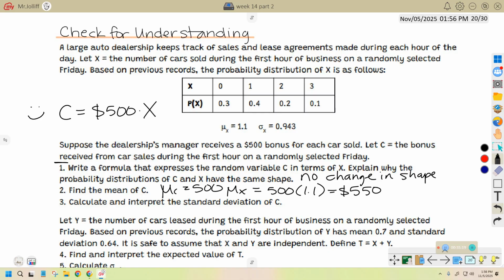I don't see any argument. I see some nodding. Good. Last one says calculate and interpret the standard deviation for C. So we want sigma sub C. If I am multiplying by a constant, what happens to standard deviation? Multiply by the constant. Good. We have to make sure the constant's positive. This one is, so no worries. So 500 times sigma x, and sigma x is 0.943.